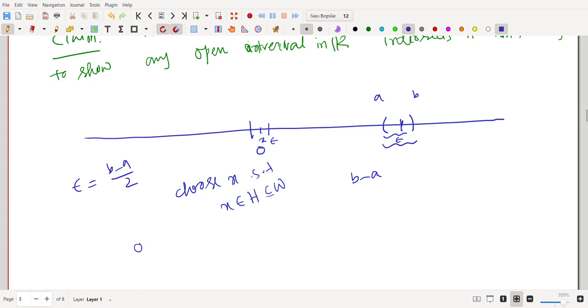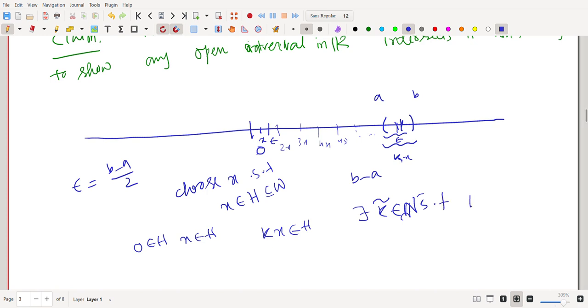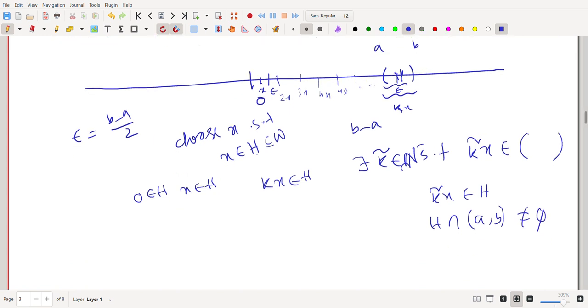Now 0 is in H, x belongs to H, that means kx belongs to H for any k, right? So in particular here is x, here is 2x, 3x, 4x, 5x, and so on. So there must be some kx here, right? So there must be some natural number k tilde such that k tilde x belongs to this open interval, and k tilde x also belongs to H. That means H intersects this open interval non-trivially. This implies that H is dense.